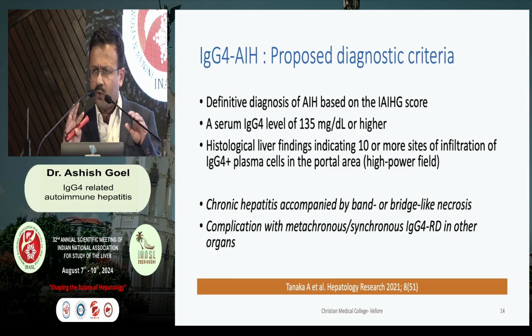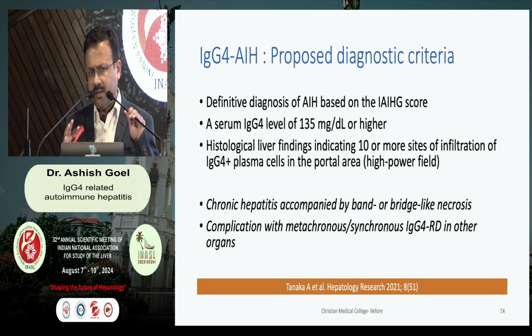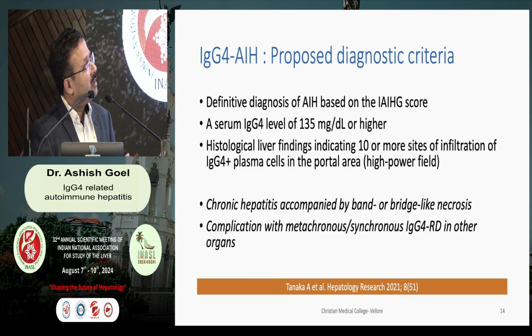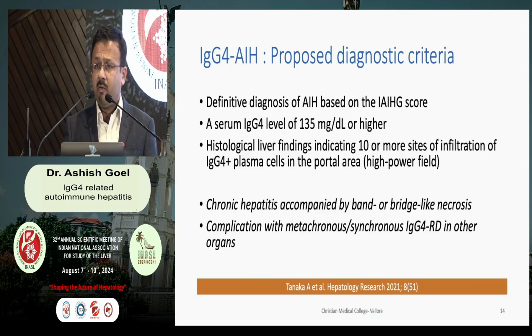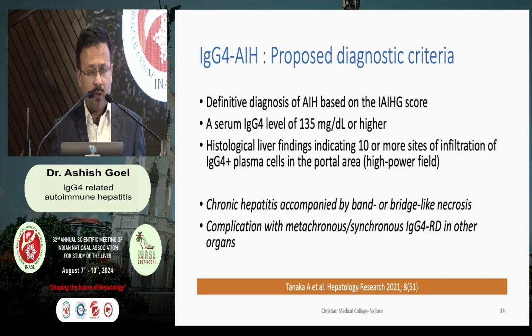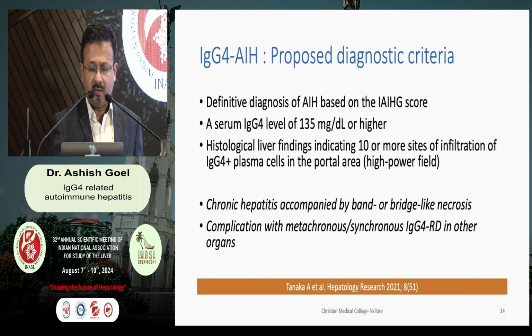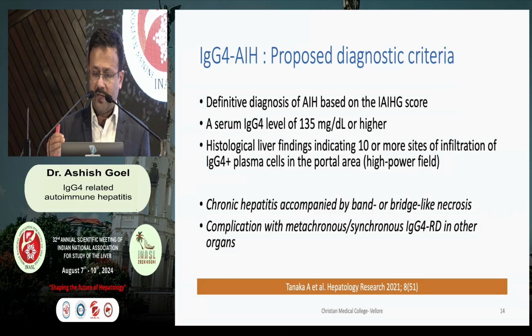So this is the proposed criteria. There is really no consensus on it, so it can get modified. So please just have a look. One is a definitive diagnosis of autoimmune hepatitis. So we are all convinced it is AIH, and over and above that, we have a serum IgG4 level of more than 135, which is higher than normal, and the histological liver finding indicating 10 or more IgG4 plasma cells per high power field.